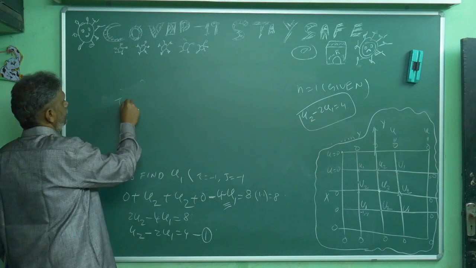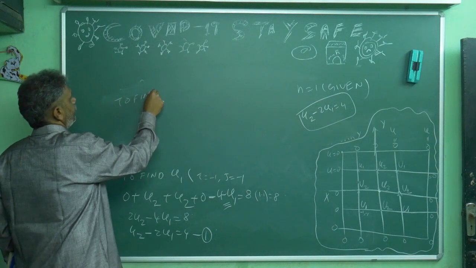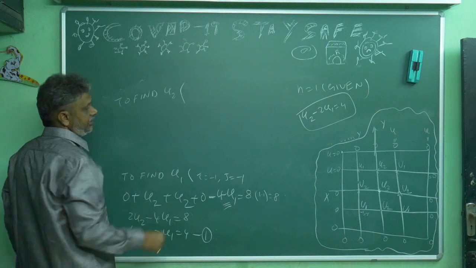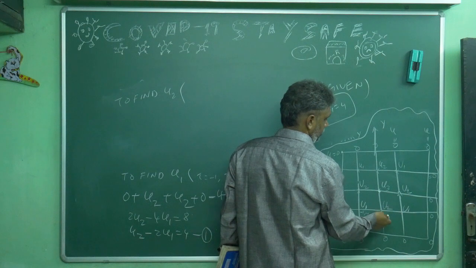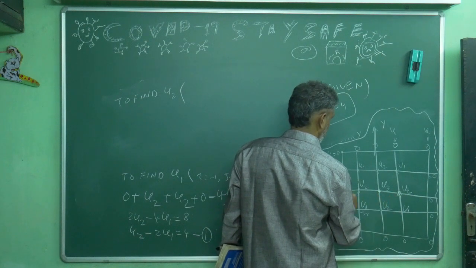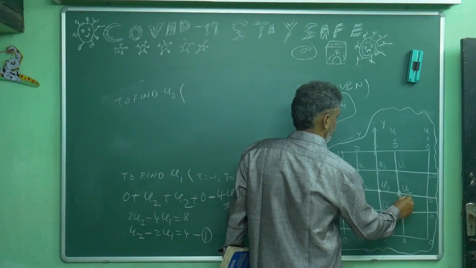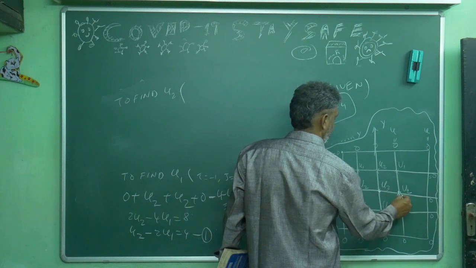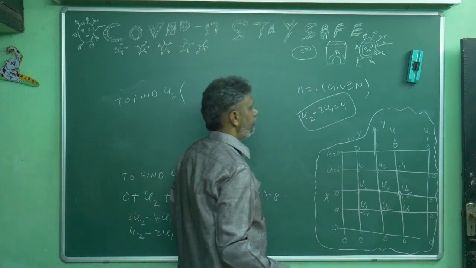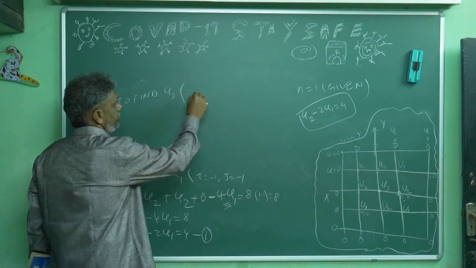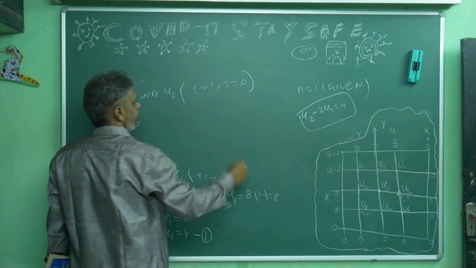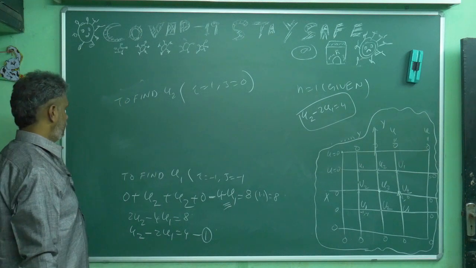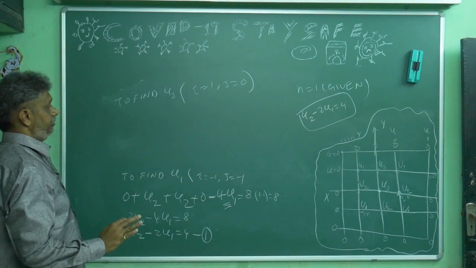To find u2, what is my aim? I am finding here, also you can find here, nothing will happen. Here means what? This is the x axis, in the x axis y is equal to 0, j is equal to 0, but x has 1, so 1, 0. 1, 0 means what? What is my position? i is equal to 1, j is equal to 0. Getting or not?